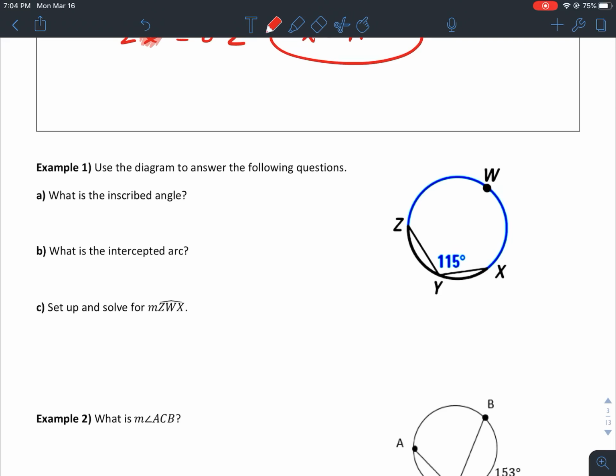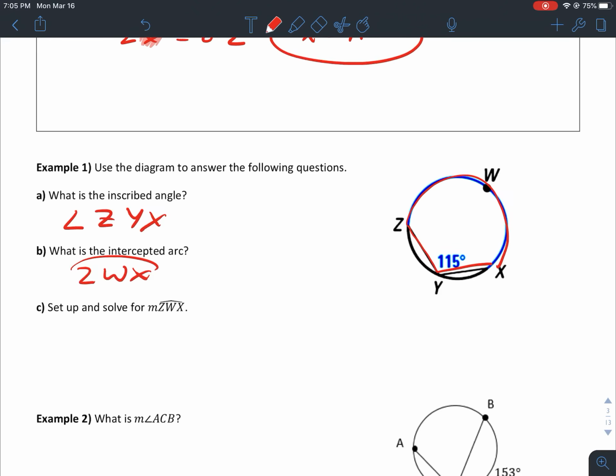So let's go ahead and try example 1. It says, use the diagram to answer the following questions. What is the inscribed angle? So they're asking for the angle. In this case, we have angle ZYX. What is the intercepted arc? We have arc ZWX. And it says, set up and solve for ZWX.